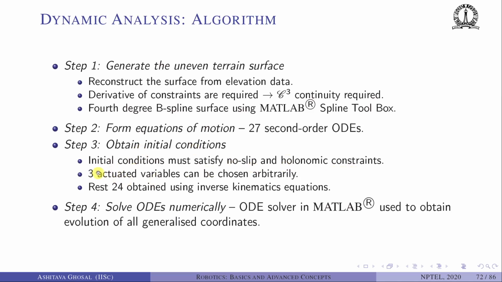The 3 actuated variables can be chosen arbitrarily. The rest 24 are obtained using inverse kinematics equation. So to obtain the initial conditions, we need to solve the inverse kinematic equations. And then we solve all these ODEs numerically in MATLAB to find how the generalized coordinates are changing in time.